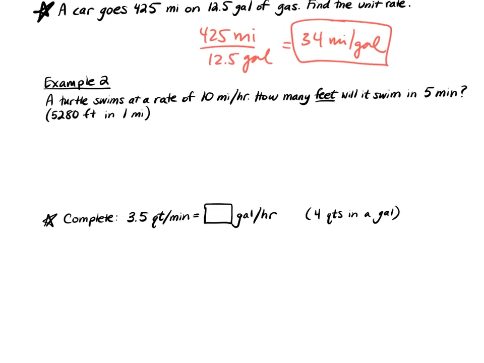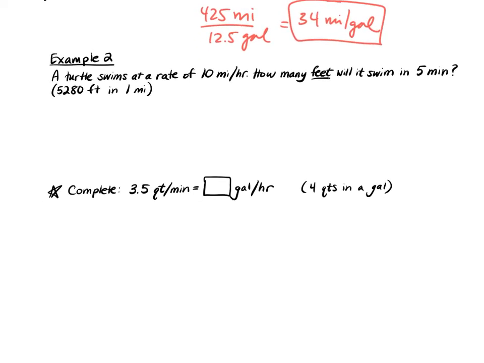Okay, here is another example. A turtle swims at a rate of 10 miles per hour. How many feet will it swim in 5 minutes? Okay, so this is going to be taking some conversions, right? So we have 10 miles per hour. We want to know how many feet it will swim in 5 minutes. So our goal is to get feet per 5 minutes.